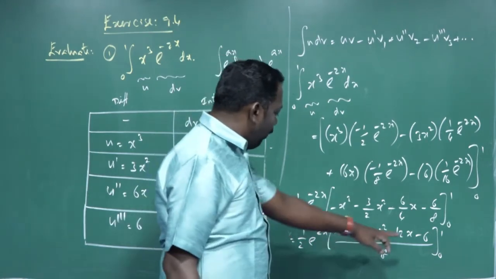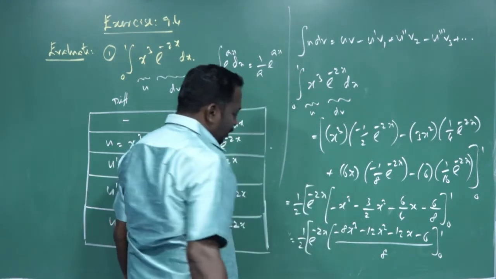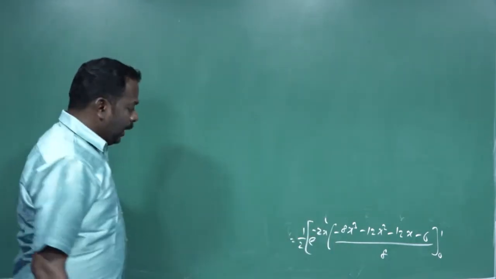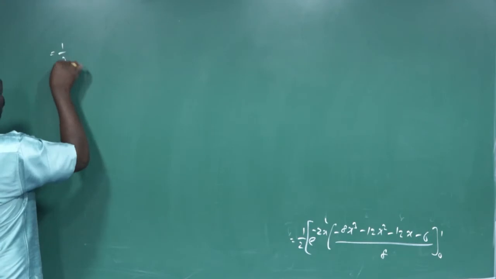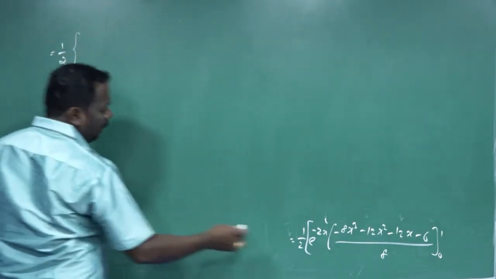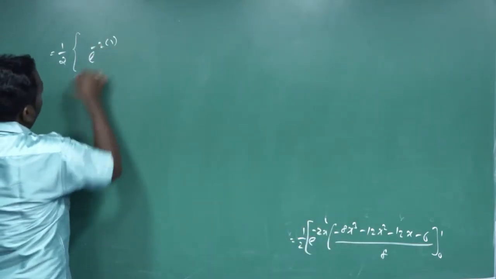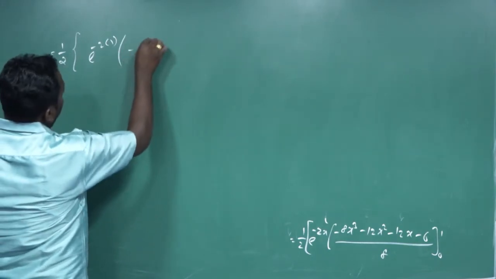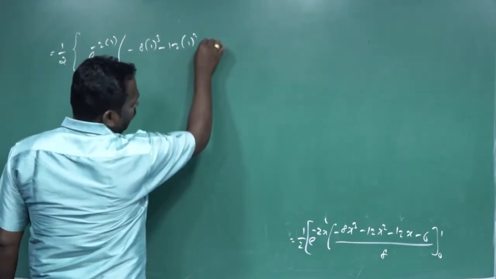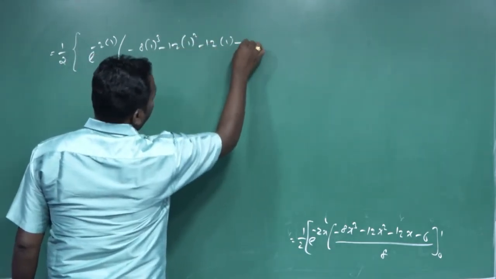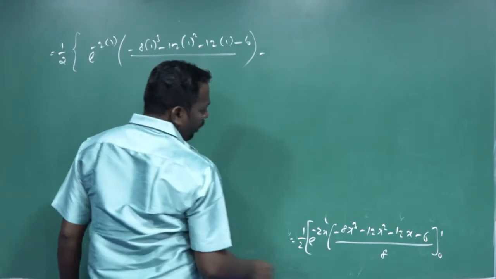Now in the series term we have to apply the upper limit and lower limit values, including the e power x also, with 1 by 2 as the only common term. Come to the next line, applying the upper limit and lower limit values. That is equal to 1 by 2, common for both. Substituting the upper limit value x equal to 1: e power minus 2 into 1 within the bracket, minus 8 into 1 power 3, minus 12 into 1 square, plus 12 into 1, minus 6 by common denominator 8, is the upper limit value. Then minus the lower limit, equal to 0.